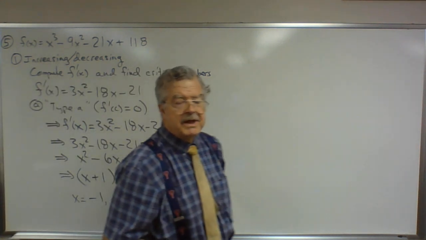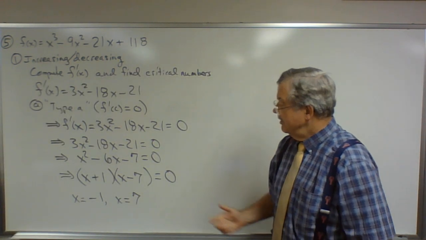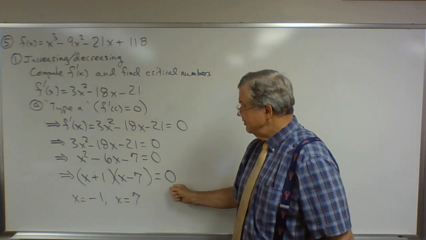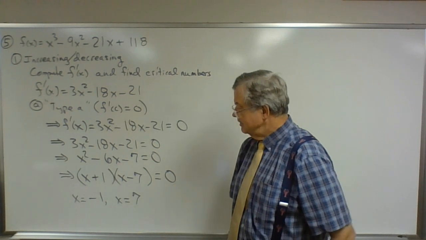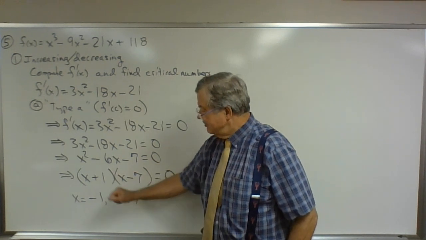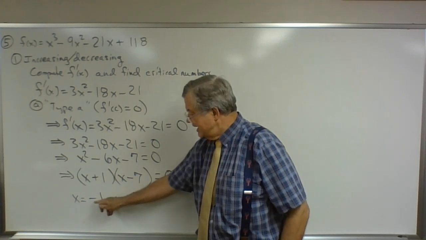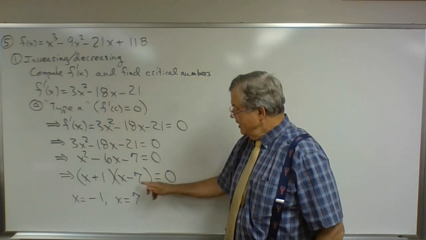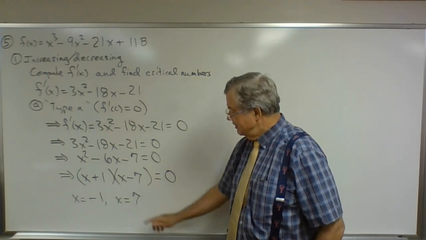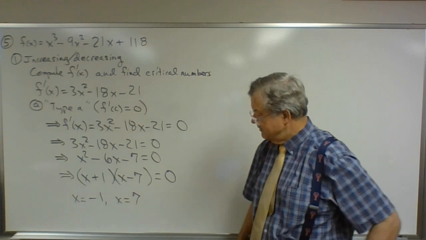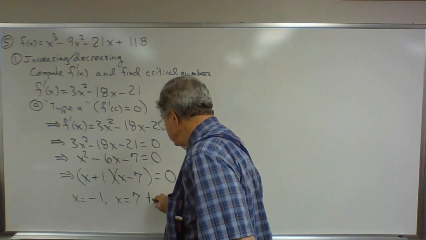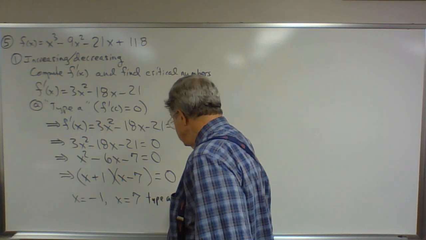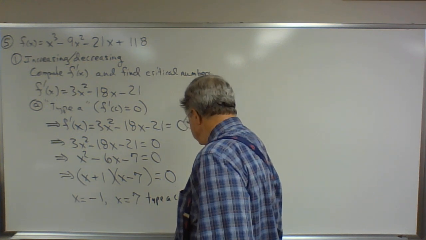And remember how we got that? This is a product that equals 0. So one or the other factor has to equal 0. We set x plus 1 equal to 0, we get x equals -1. We set x minus 7 equal to 0, we get x equals 7. And we have type A critical numbers.